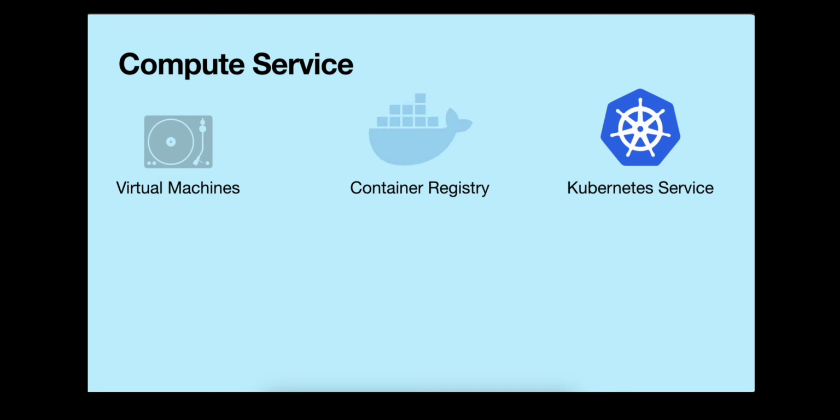Azure Kubernetes Service, known as AKS, is a managed service for deploying and managing containerized applications on Azure. AKS makes it easy to deploy, manage, and scale containerized applications on Azure. It also provides advanced features like auto scaling, load balancing, and more.